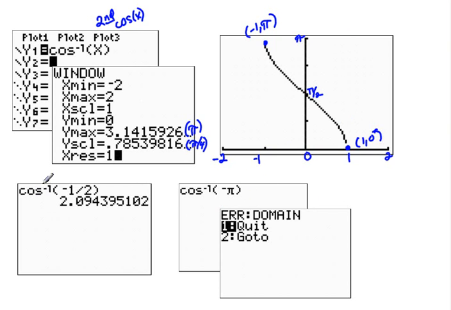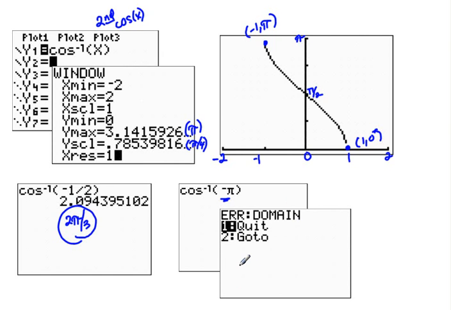Now here's an example where I entered cosine inverse of negative 1/2. There the output value is going to be the angle whose cosine is negative 1/2, and you can verify in your calculator that that is in fact the value of 2 pi over 3. And if I did cosine inverse of negative pi, well, negative pi is not in my domain. It is negative 3.14, so I'm going to get an error message there.